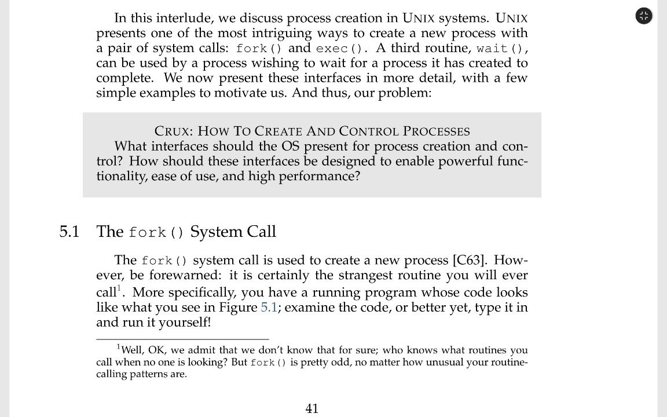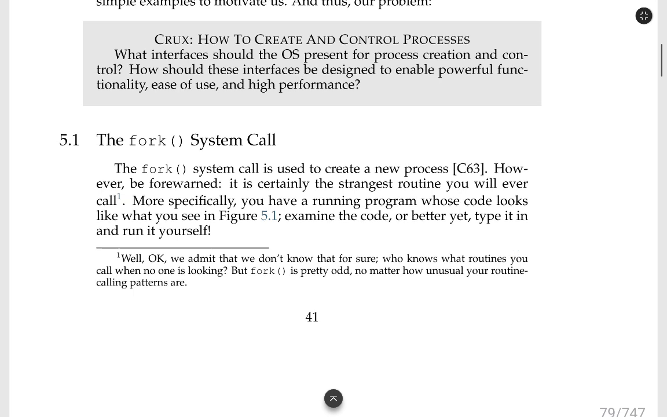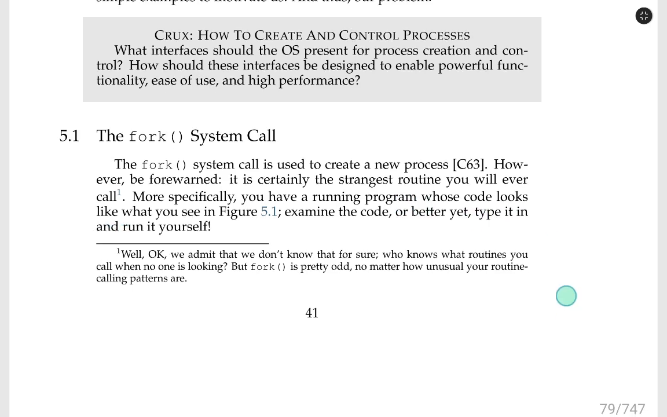Section 5.1, the fork system call. The fork system call is used to create a new process. However, be forewarned, it's certainly the strangest routine you will ever call. More specifically, you have a Linux program whose code looks like what you see in Figure 5.1. Examine the code, or better yet, type it in and run it yourself.